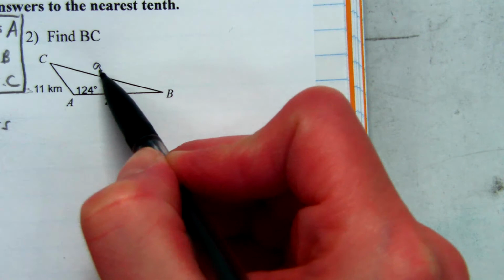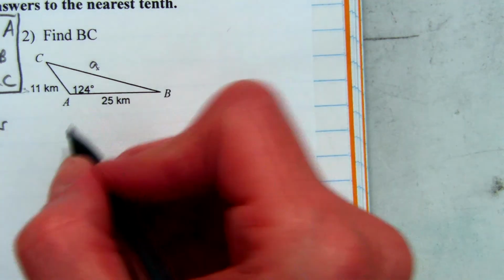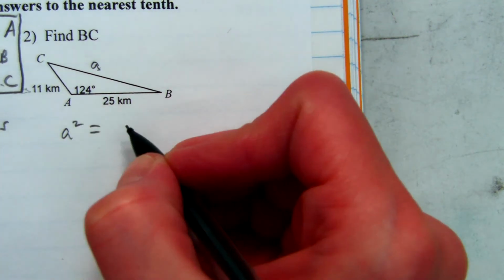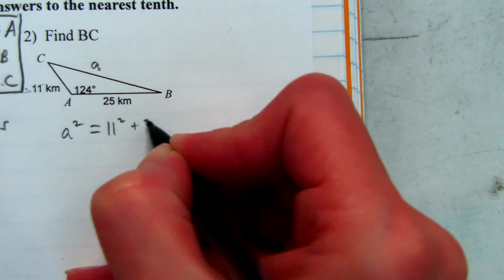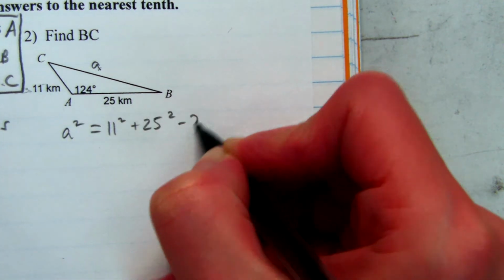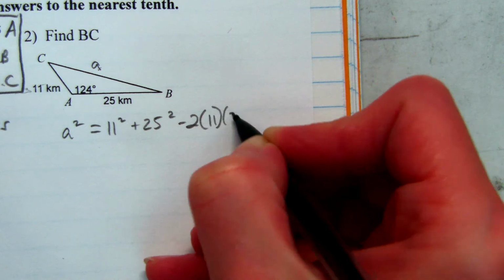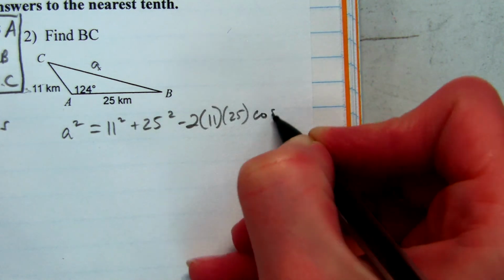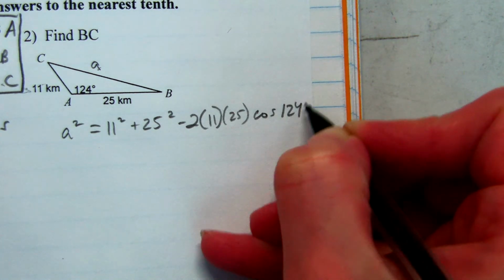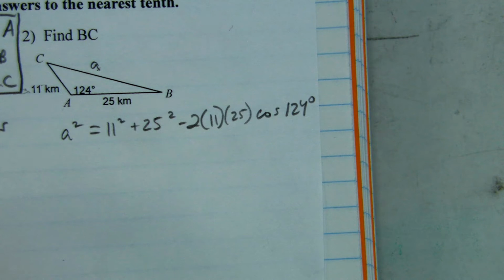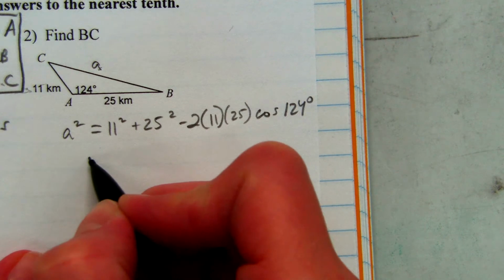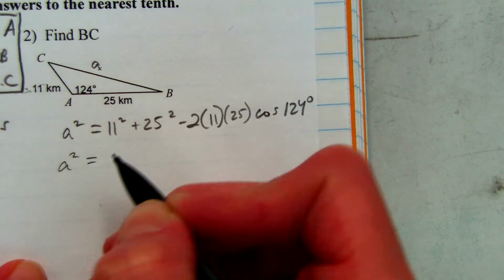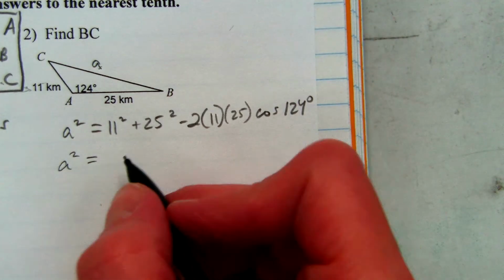Since we're looking for a, I'm going to use the a squared formula. So we're going to have a squared equals b squared plus c squared, so that's just these 2 sides, 11 squared plus 25 squared minus 2 times 11 times 25, and then cosine of 124 degrees. So in theory, you can type all of this in. Just be really careful. Look back through it after you type it in. Or you can do it in pieces and then add if you think that's easier.